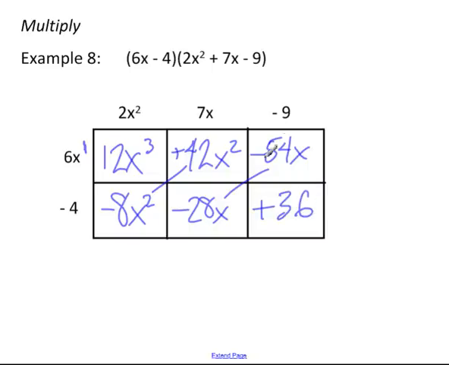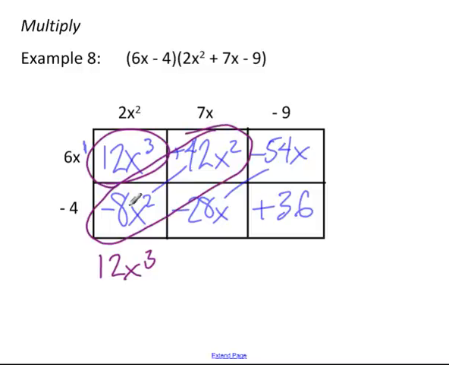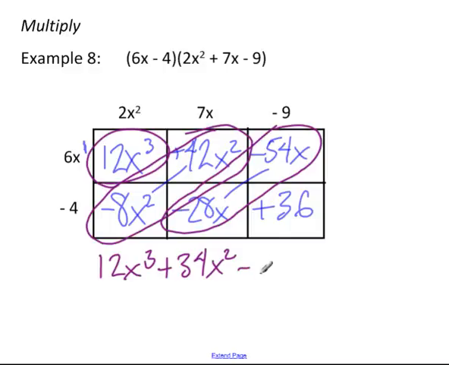So like terms that we're going to get putting together. Nobody for this guy. He's 12x cubed. Put these two together. 42 minus 8. That's going to get us a positive, what, 34? Yeah. 34x squareds. Put these two together here. That's two big negatives. Going to make a bigger negative. 54 and 28, 82. 82x and plus 36 here.